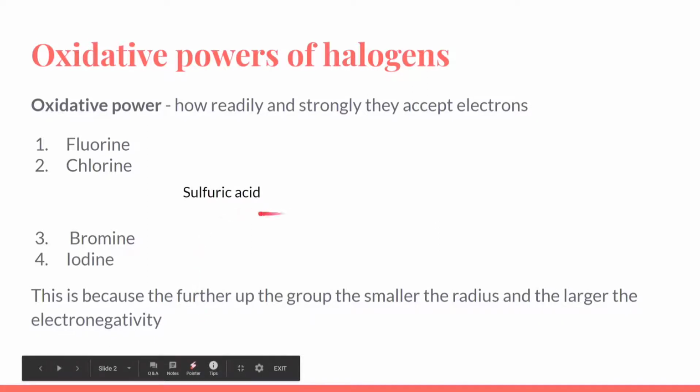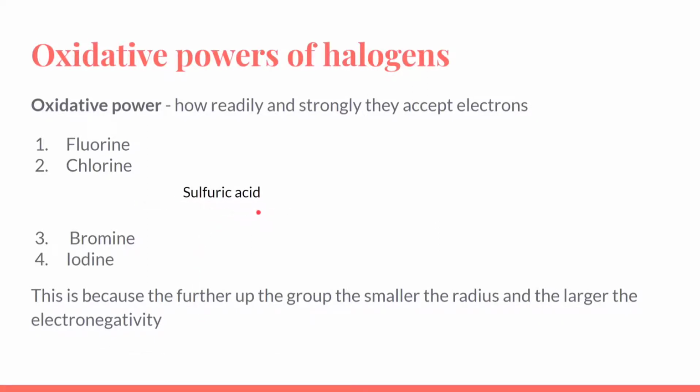And for the purposes of the sodium halide reactions, sulfuric acid is in between chlorine and bromine in its oxidative power.